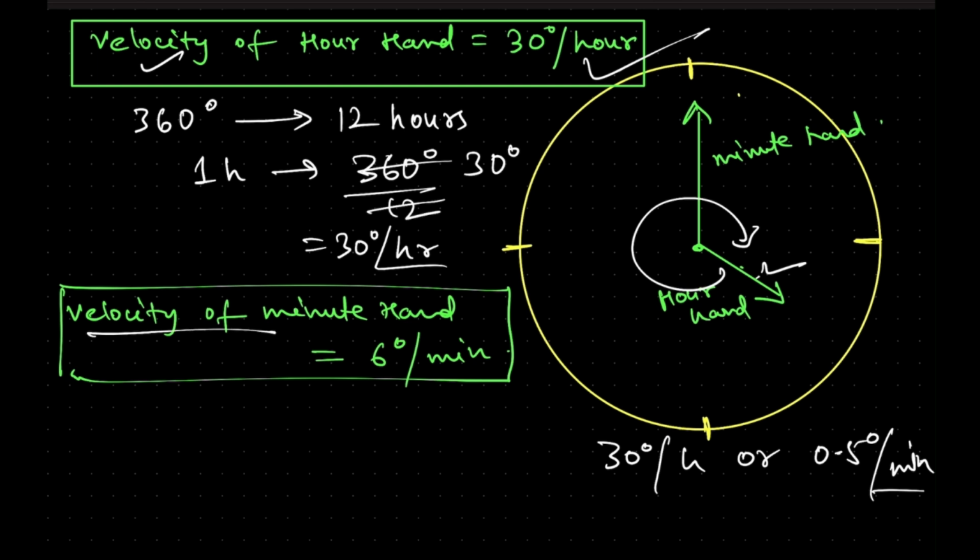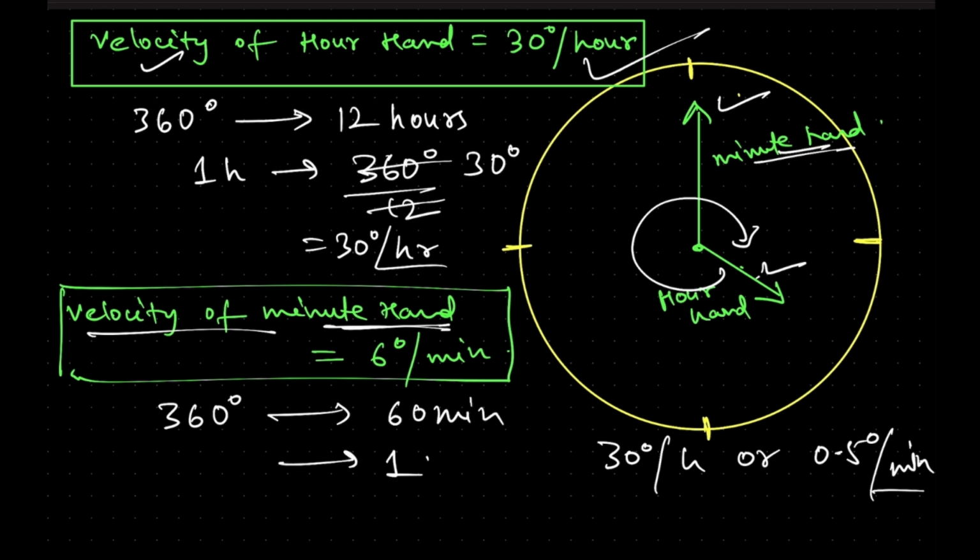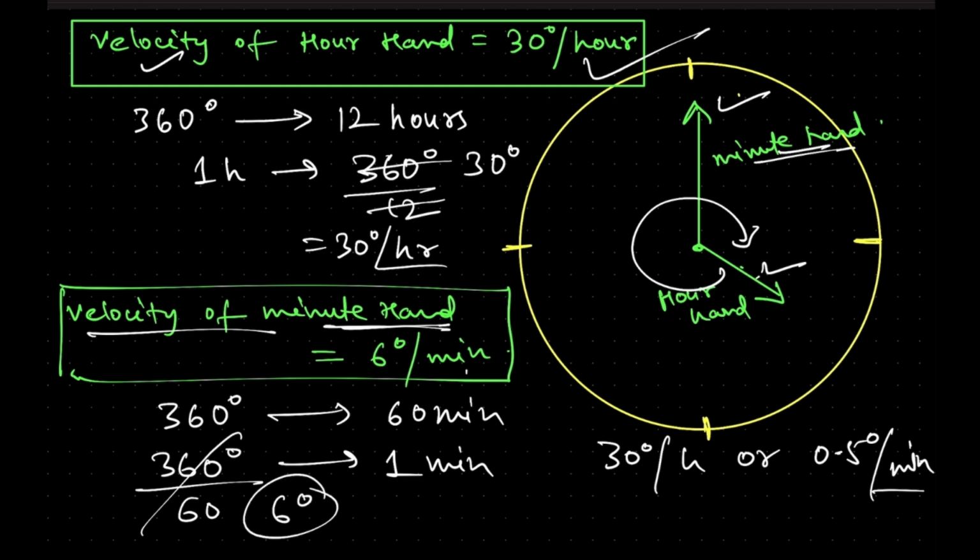So the velocity of the minute hand. If we try to calculate it, we know that the minute hand, which is the longer hand of the clock, rotates 360 degrees in how many minutes? 60 minutes. So in 1 minute how much will it rotate? 360 degrees divided by 60, that is 6 degrees. So that's why this equation is 6 degrees per minute.